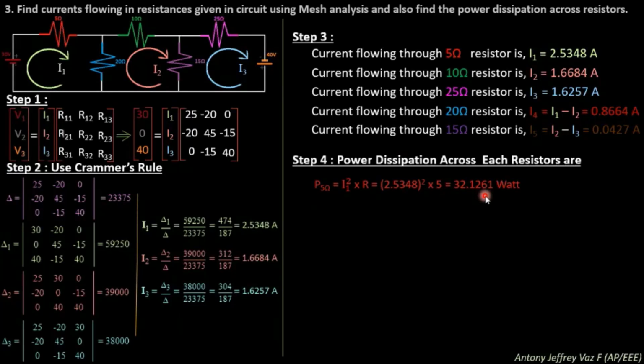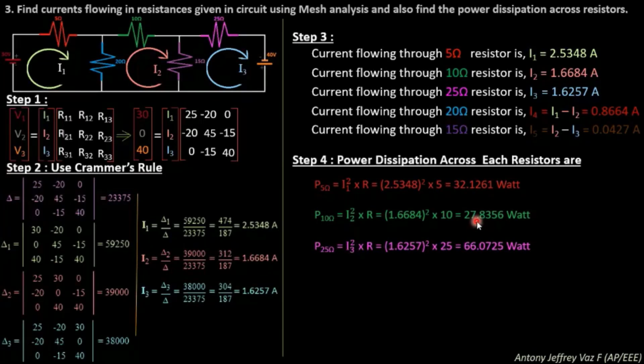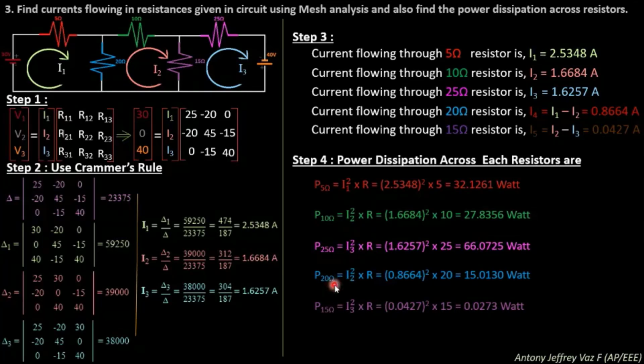32.1261 watts. Whereas the power dissipation across 10 ohm is I2 square into R. You know the I2 value, 1.6684 whole square into 10. So you get 27.8356 watts, and power across 25 ohms is I3 square into R. Similarly, the other powers are P 20 ohm and P 15 ohms. So the formula is the same. Substitute the values and find these things.